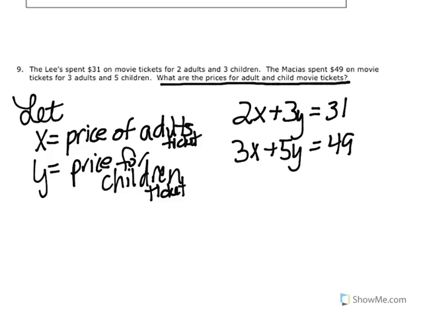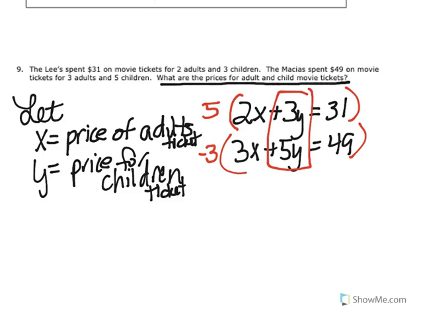So now we're going to have to figure out what can we do to solve this. And so let's see here. How about we multiply the top equation by 5 and the bottom equation by -3. What would that help me eliminate? It would help me eliminate the y's. So when I do that, we're going to distribute, and so we end up with 10x plus 15y equals, what? Equals 155.